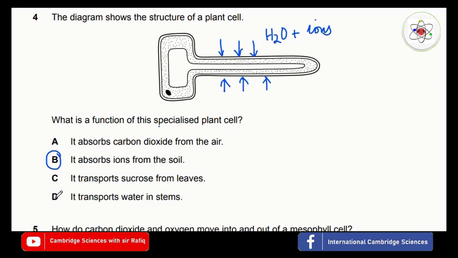A, C and D are incorrect. It absorbs carbon dioxide from the air. A is incorrect because this happens in leaves. Through stomata, carbon dioxide is absorbed from the air. It transports sucrose from the leaves, because this is the function of phloem in the vascular bundle. It transports water in stems. It is the function of xylem vessels, right?